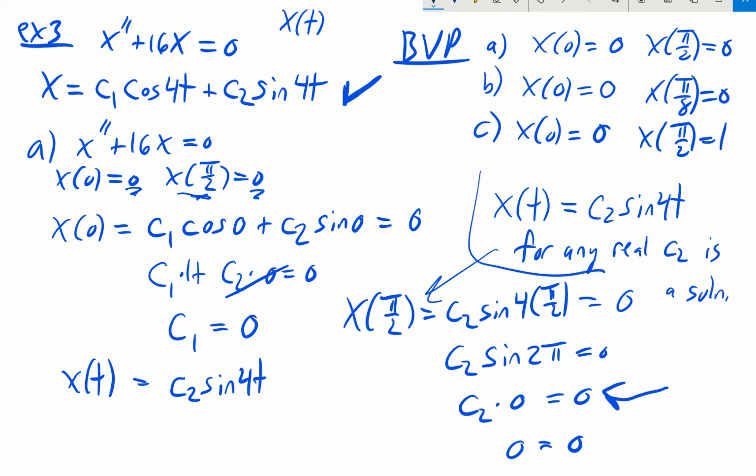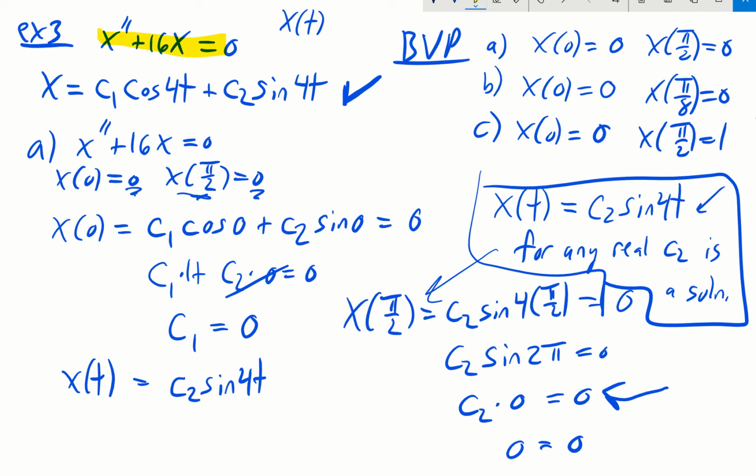So you pick a real number for c2, you plug it in, that would give us a concrete function. For example, if c2 is 3, then we would see that the function 3 sine 4t would solve the boundary value problem. If you pick c2 equals negative 5, then the function negative 5 sine of 4t would solve the boundary value problem. So this differential equation with these boundary values would have infinitely many solutions, and the infinitely many solutions we get are the functions of this form.